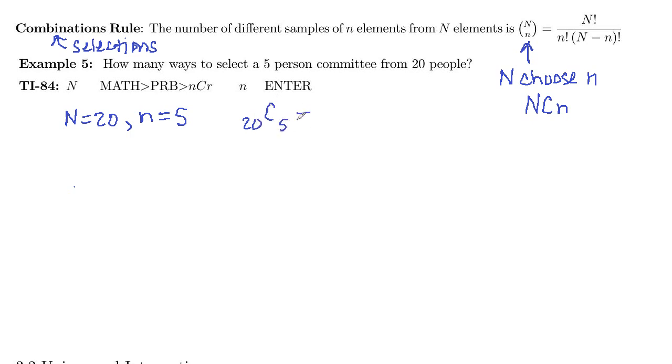20C5, or if you want 20 choose 5, and the parentheses notation is 15,504. So over 15,000 different ways to select 5 people from a total of 20.